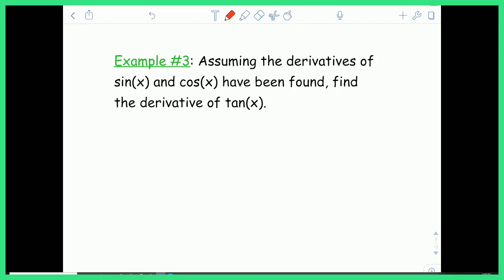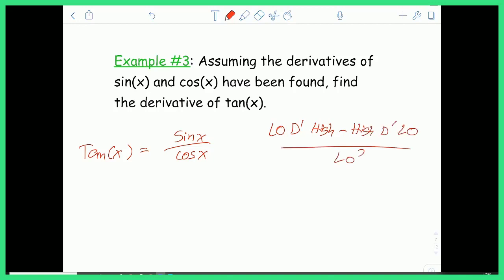Let's try proving the derivative of tan if we assume we already know the derivatives of sine and cosine have been found. So recall that tan x is equal to sine x over cosine x, right? So in order to take the derivative of sine x over cosine x, let's use the quotient rule. So low d high minus high d low over low squared. And this is the quotient rule.